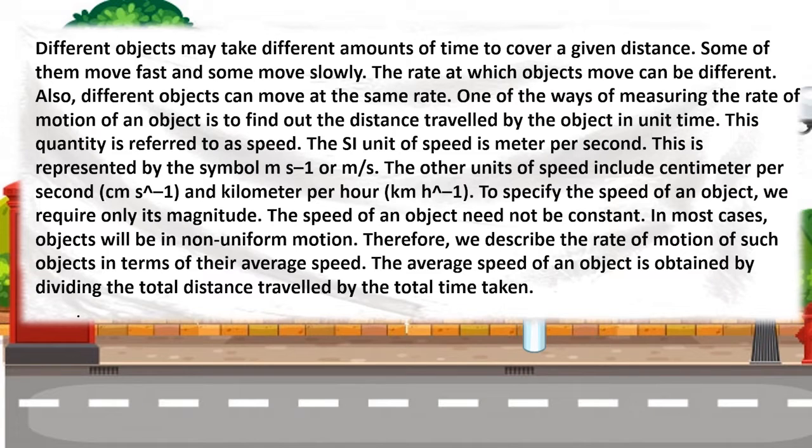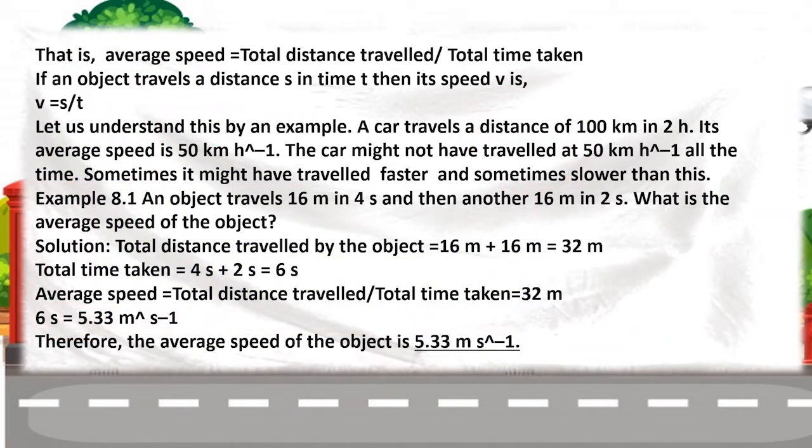The average speed of an object can be considered as the total distance covered divided by the total time taken. Average speed is total distance travelled by total time taken. If an object travels a distance s in time t, then its speed v equals s by t. Consider a car travelling a distance of 100 km in 2 hours. Its average speed is 50 km per hour. The car might not travel at a constant speed of 50 km per hour. It might sometimes travel faster or sometimes slower.